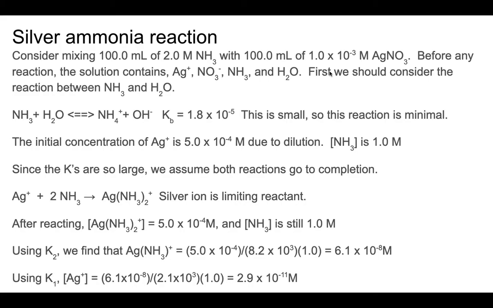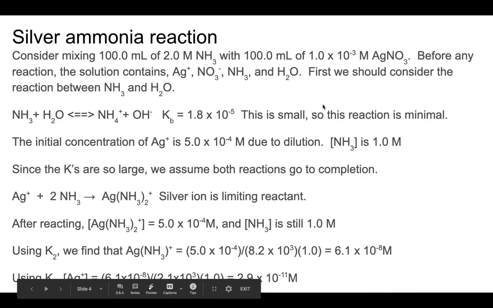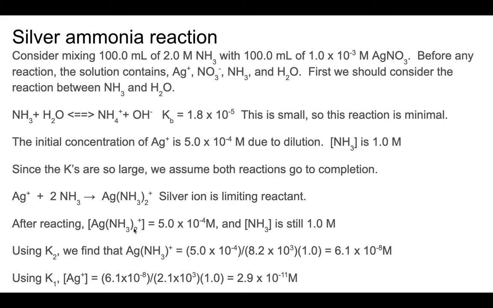6.1 times 10 minus 8 divided by 2.1 times 10 to the third, and also divided by the 1 molar for ammonia. So we get, using K1, that the silver ion is 2.9 times 10 minus 11 molar. So to summarize, we've got our silver ion, 2.9 times 10 minus 11 molar. We've got the silver single complexed with ammonia, 6.1 times 10 minus 8. We've got the silver double complexed with ammonia, 5 times 10 minus 4. We have the ammonia, 1 molar. So those would be the concentrations of everything.